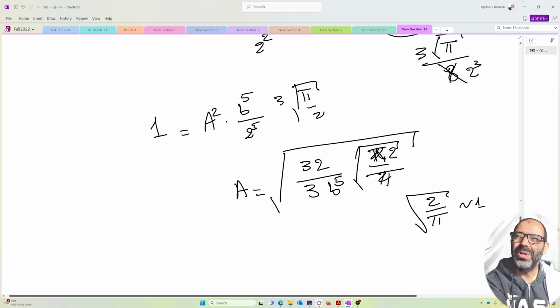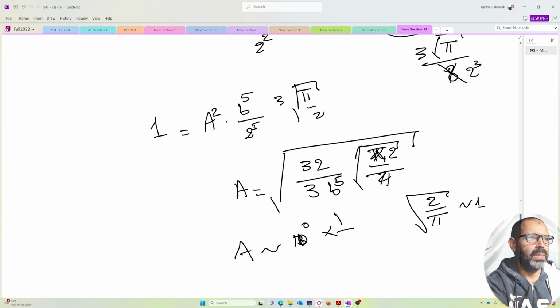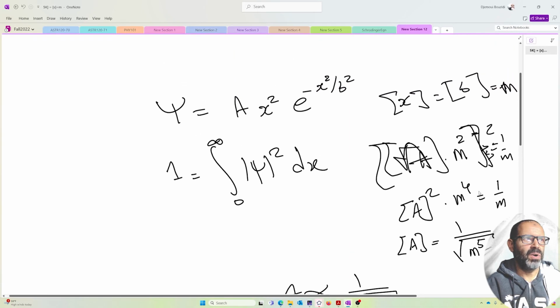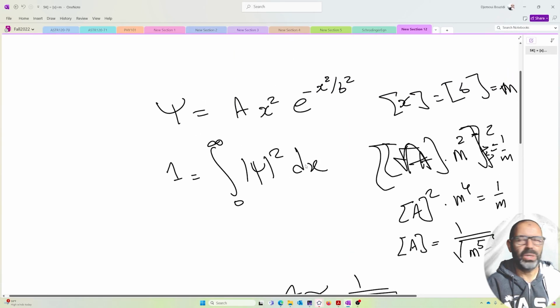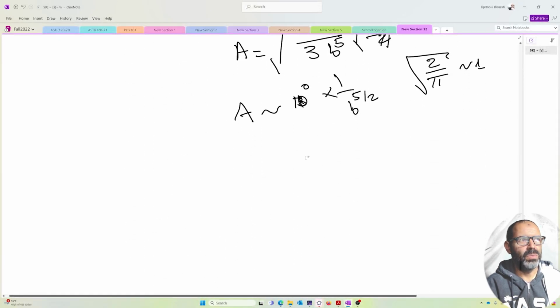32 over 3 is about 10. Okay, square root of 10 is about 3. So this whole thing is something of the order of 10 to the power 0, basically like 3 or 4 or 5 or 2 or something. And the main thing is this b to the power 5 over 2, as it should, because the dimensions have to have a b to the power 5 in here to make all of this dimensionless, because it's supposed to be 1. So we could have answered most of the problem by just doing a dimensional analysis.